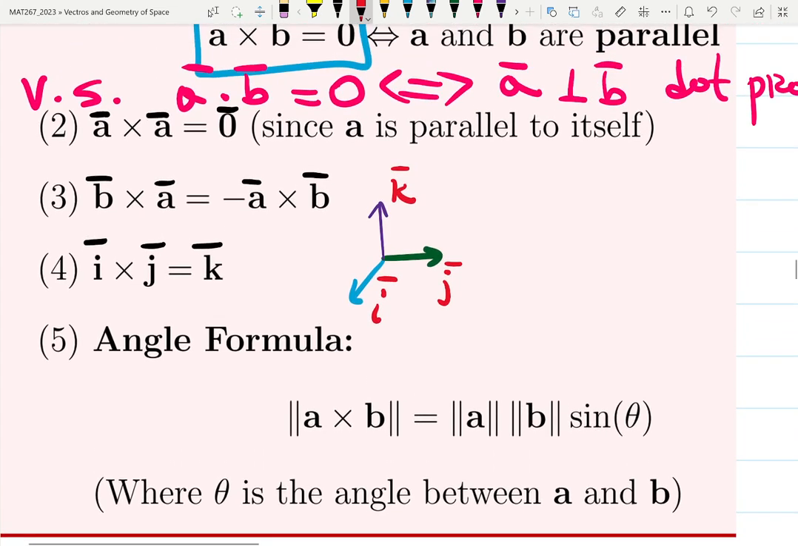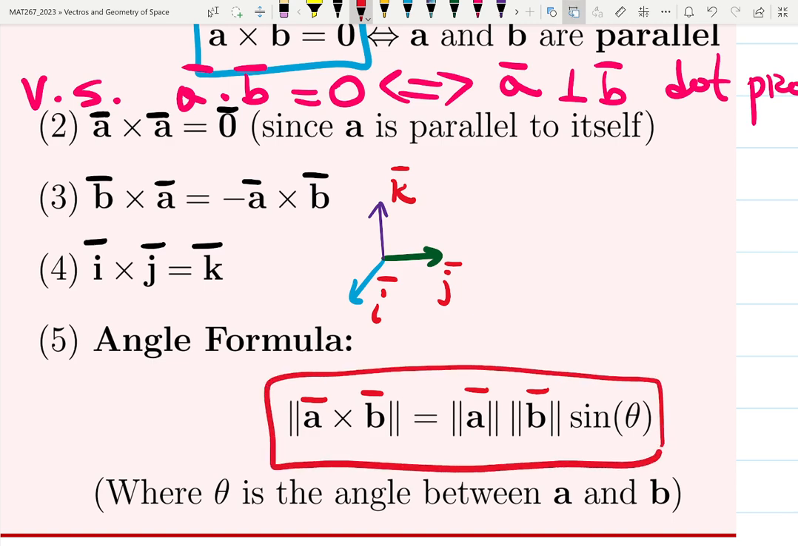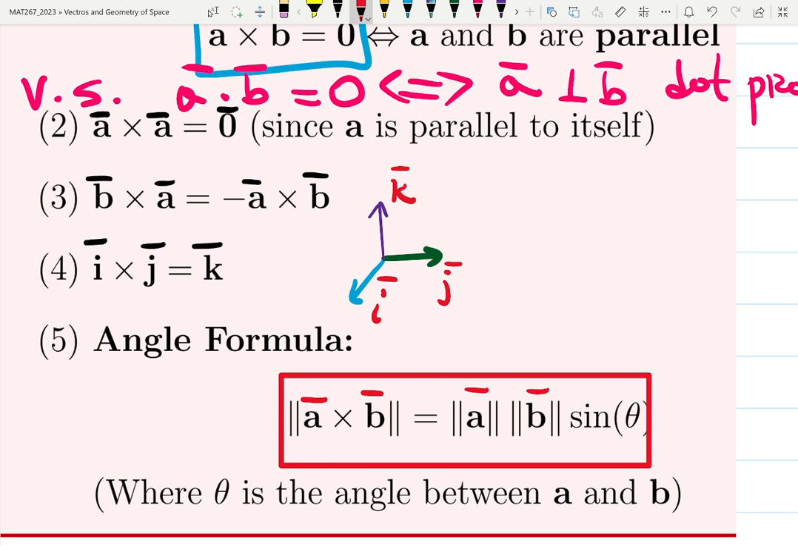In the angle formula, we wrote it down. If you find the length, the magnitude, of A cross B, that gives you the lengths times the sine of the angle. So this is one of the ways to find the angle between the vectors. You can find the sine of the angle using the cross product.